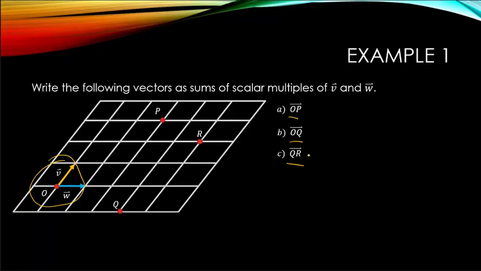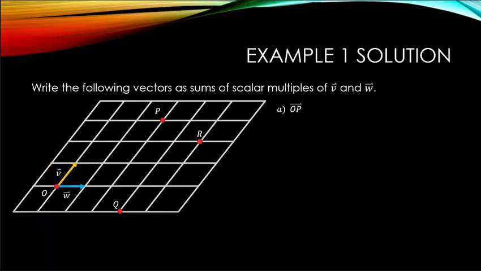Q to R. Notice that O to P is going to be a vector that starts at the origin point where my unit vectors are set up and ends at P up and to the right. OQ is going to start at the origin of my two unit vectors and go down to the right to point Q, and the vector QR starts at Q and goes up to the right to end at R.